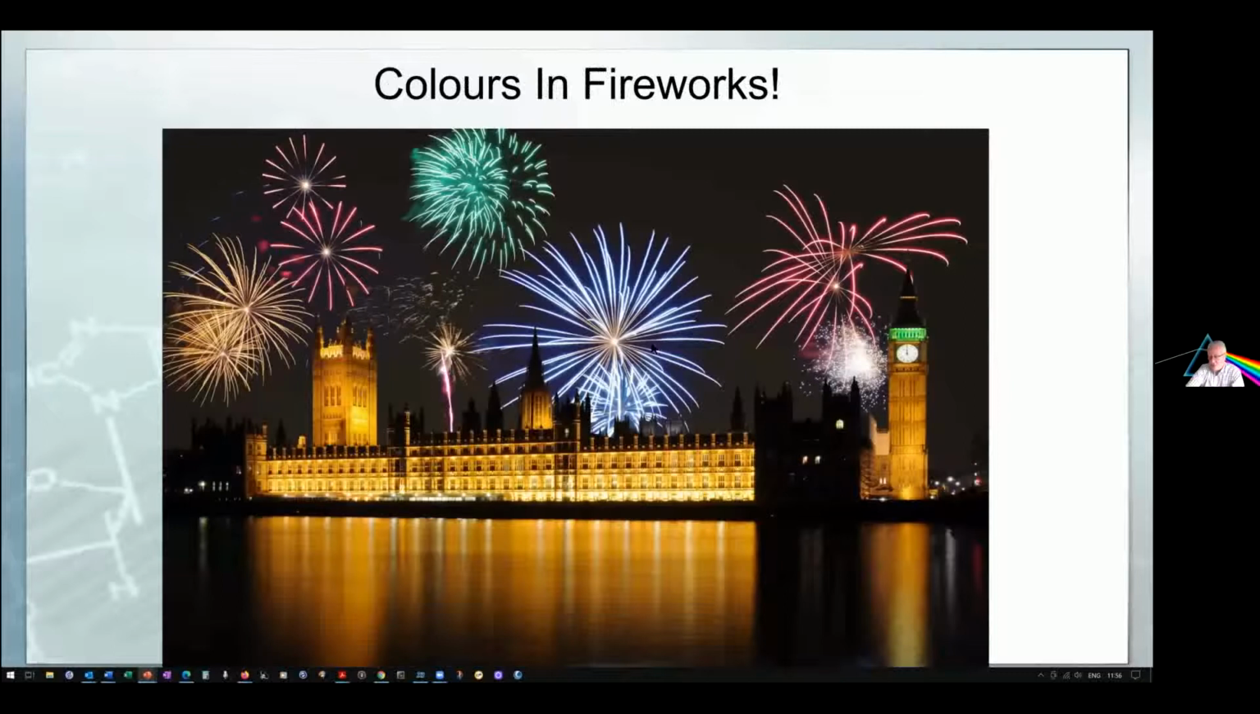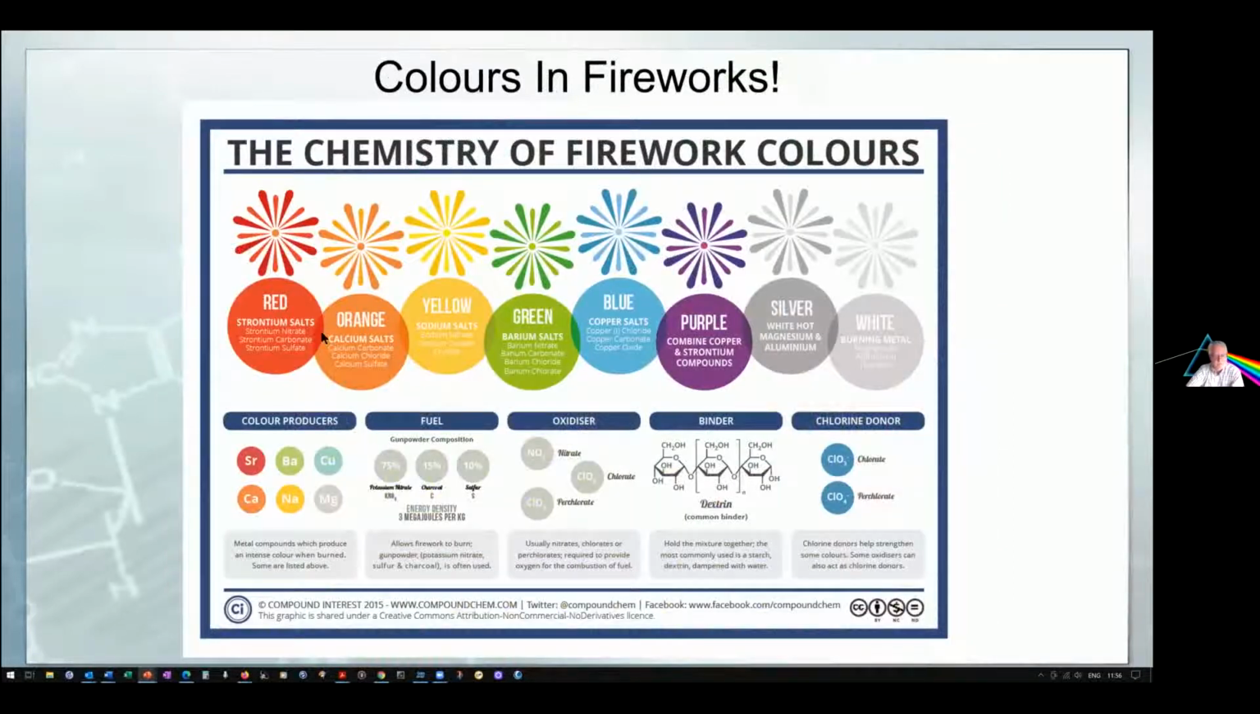And then we get, of course, colors in fireworks are often amazing. That depends on chemistry. So we've got strontium salts give us red, calcium salts give us orange, sodium gives yellow, barium gives green, copper gives blues. Combine copper and strontium and you get purple. And if you want silver sparkles or things like that, you can use magnesium or aluminium. And if you want really burning metal effects, then magnesium, aluminium, titanium in various combinations.